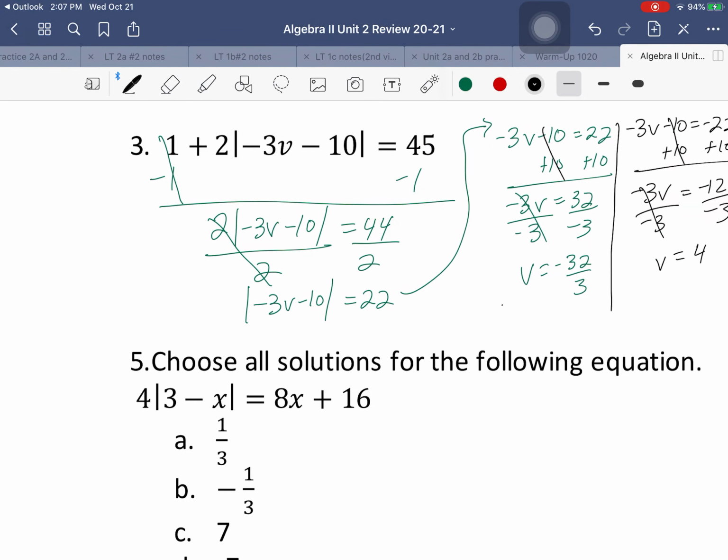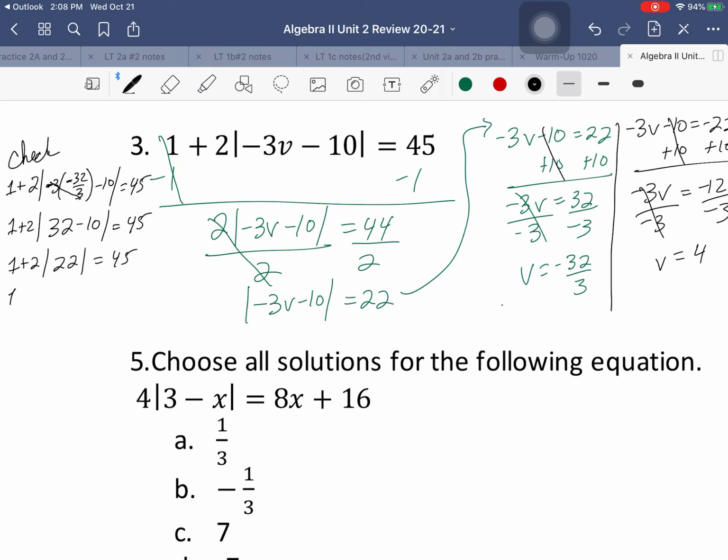I don't know where to check them, so I'll check it on the left side. 1 plus 2 times negative 3 times negative 32 over 3, minus 10. See if that equals 45. 1 plus 2 is on the outside. That stays there. Negative 3 times negative 32 over 3 simplifies out, and the negative will become a positive. Again, doing this on Desmos might be easier. If you want to practice your math, then by all means do it.